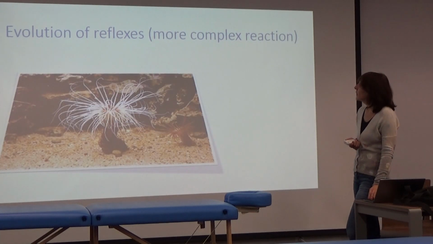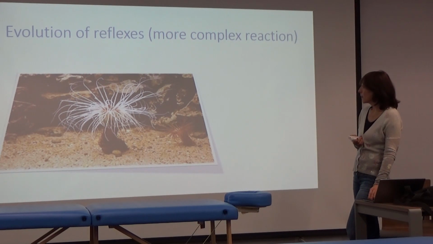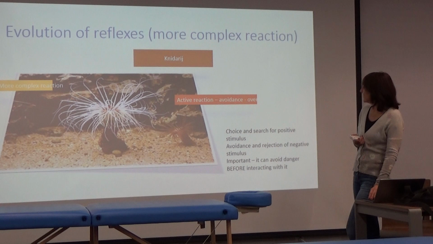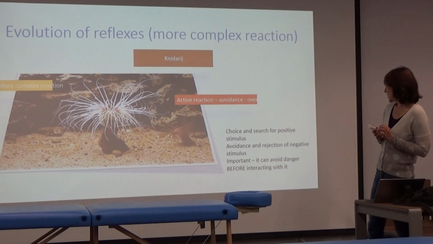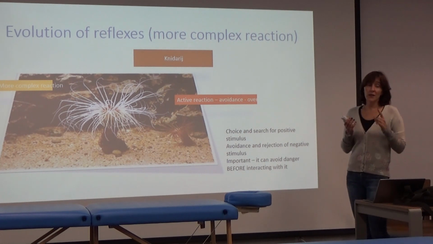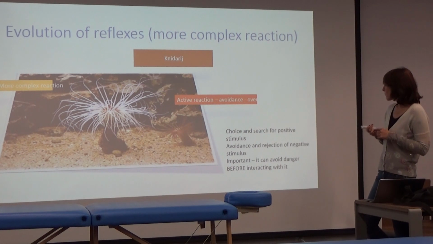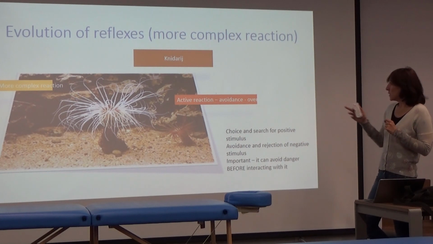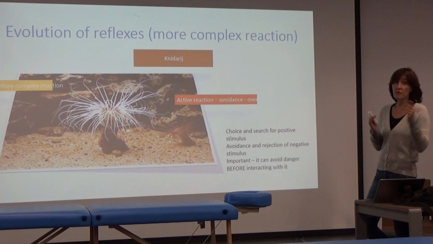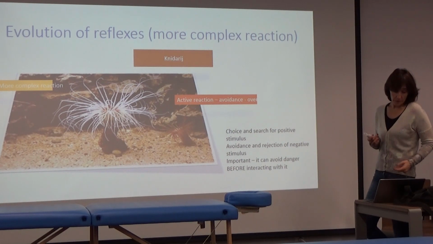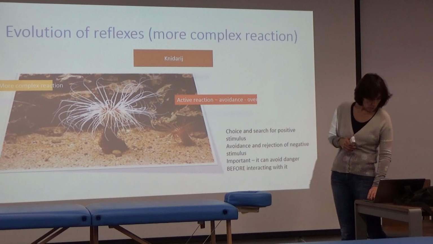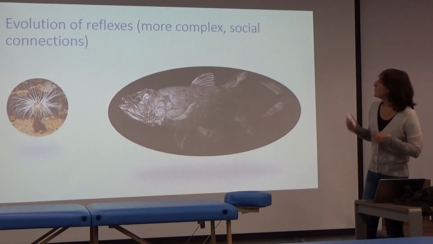Then more complex reactions with more complex creatures. It's called cnidaria. Already it's got an active reaction, avoidance, so it can escape from danger. Then it has a choice and it can look for the positive stimulus. It could reject and move away from a negative stimulus. And very important, already this animal can avoid the danger before interacting with it. That means that this little thing can learn and predict the possible future, although it's still got no nervous system or a primitive nervous system.